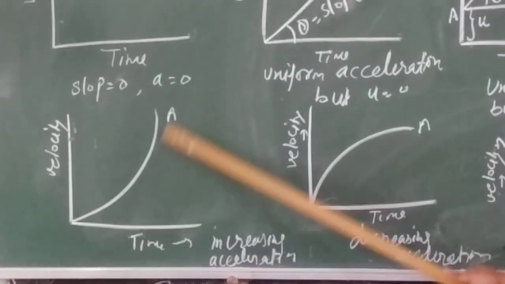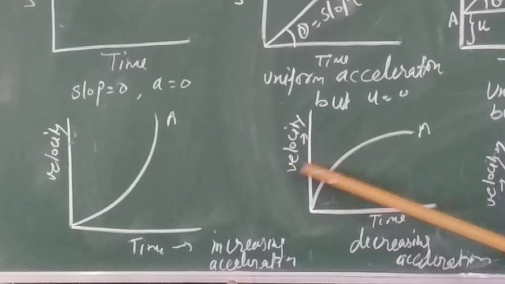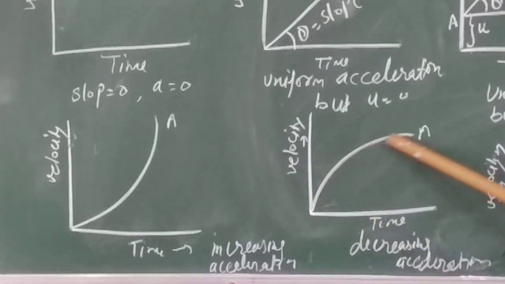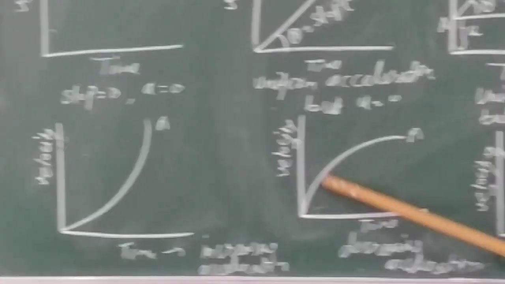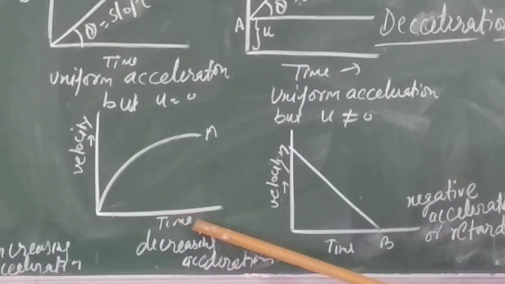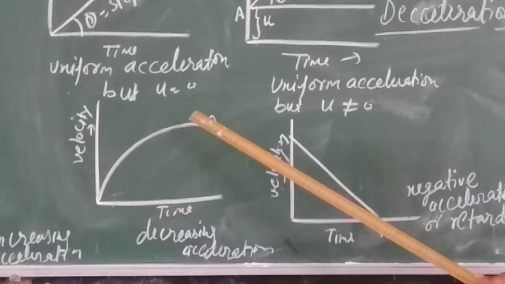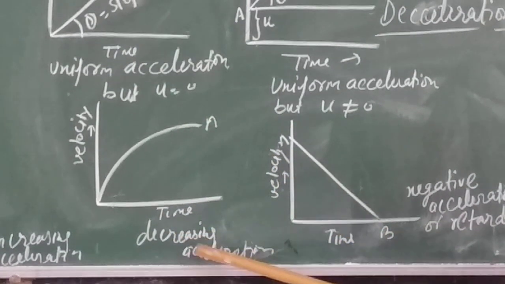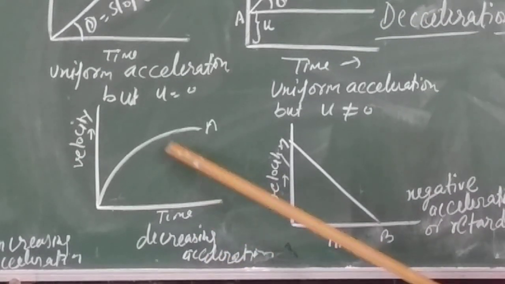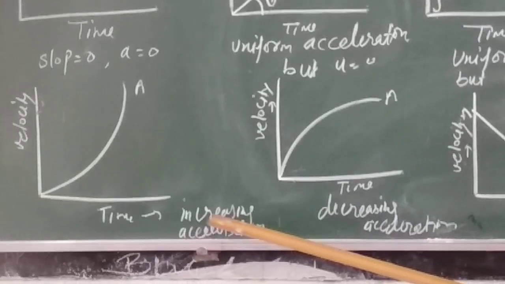There is increasing acceleration. In this velocity-time graph, there is also a curved line. This curved line shows velocity decreases but not directly proportional to time. It decreases with respect to time, which shows decreasing acceleration. In this case, decreasing acceleration. In this case, increasing acceleration.